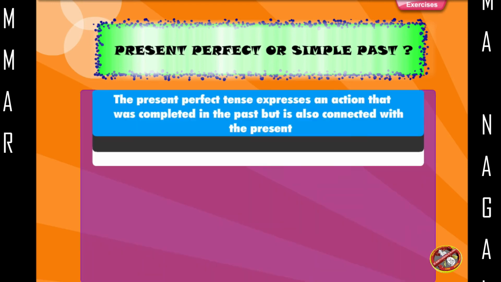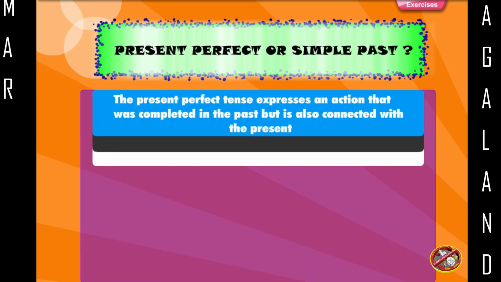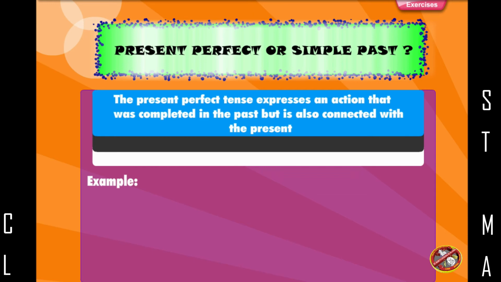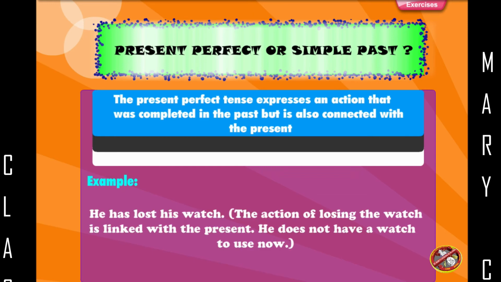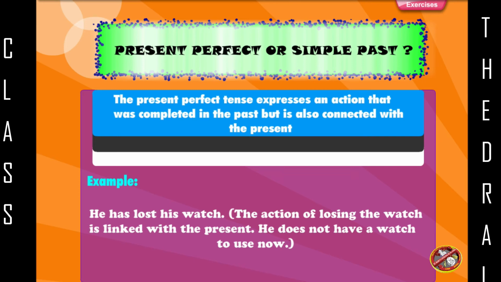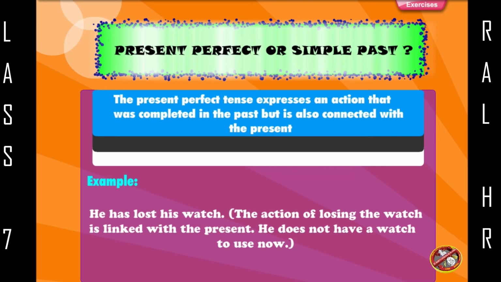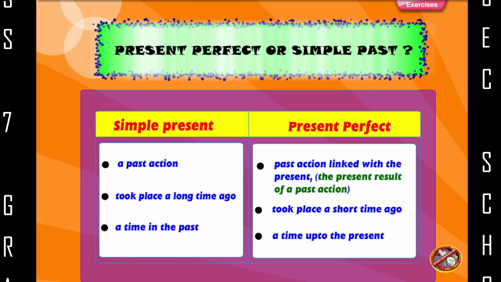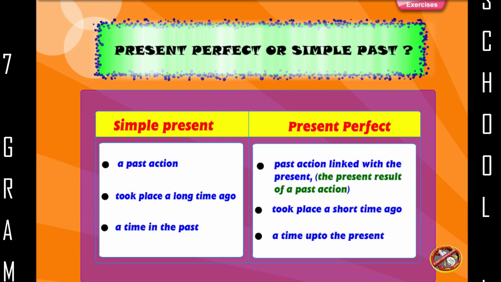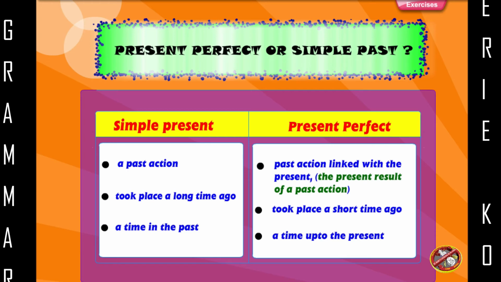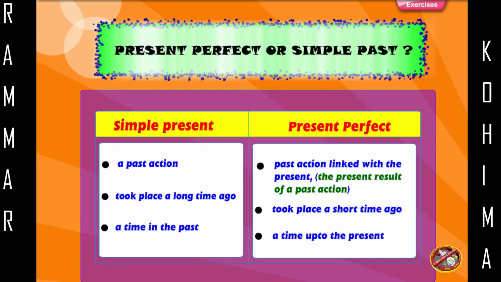The present perfect tense expresses an action that was completed in the past but is also connected with the present. Example: he has lost his watch. The action of losing the watch is linked with the present. He does not have a watch to use now. Simple past, present perfect: a past action linked with the present result of a past action.